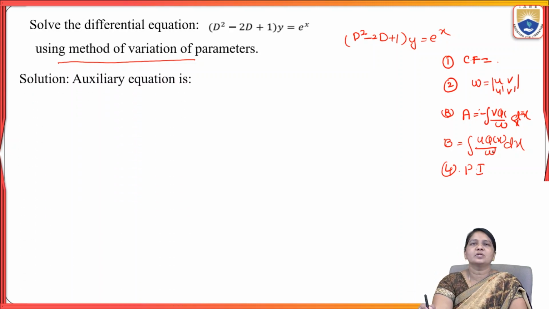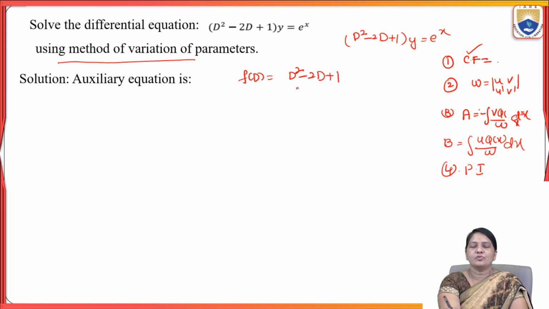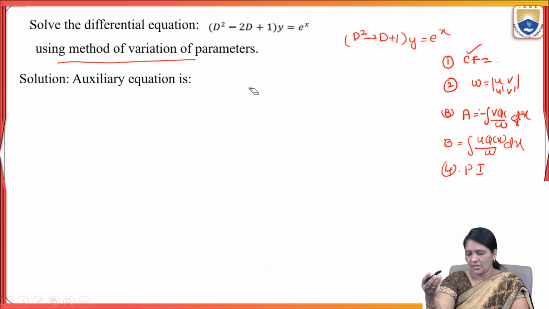First, see the solution. First of all, we have to find the complementary function. For the complementary function, we should know the f of D here: D square minus 2D plus 1. From this we can write the auxiliary equation. What is the auxiliary equation? The auxiliary equation is f of m equal to 0.